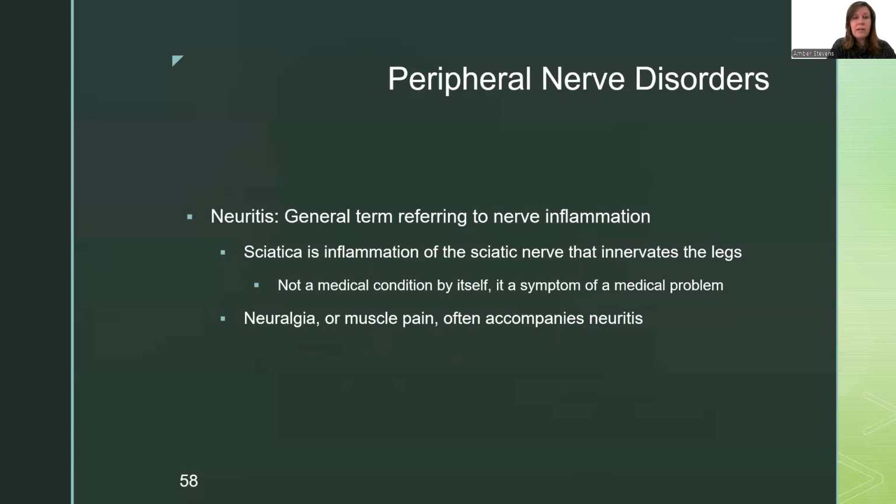All right, so peripheral nervous disorders. Neuralgia in some cases may lead to atrophy of the leg muscles. Common disorders can include neuritis, which is general nerve inflammation. You have your sciatica, which is pain along the sciatic nerve that we mentioned down the leg. Shingles, which is a viral infection, causes painful rashes along the nerve.